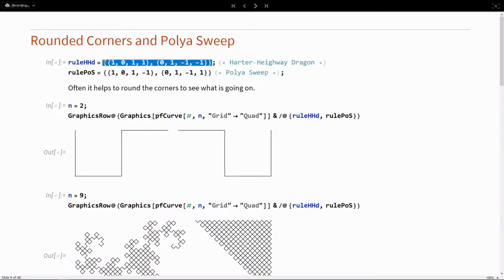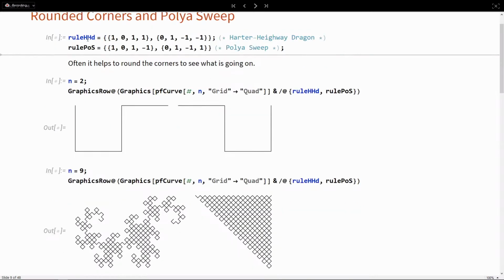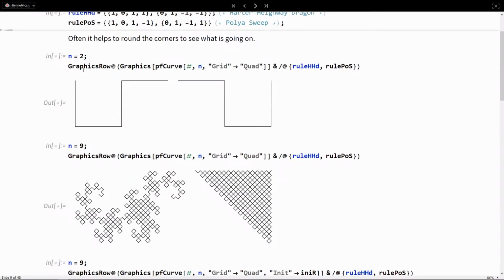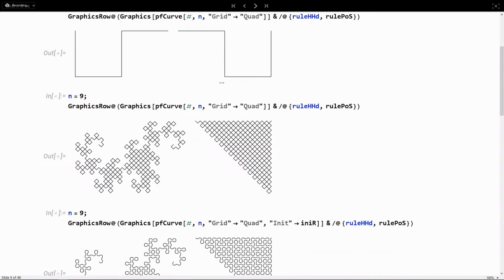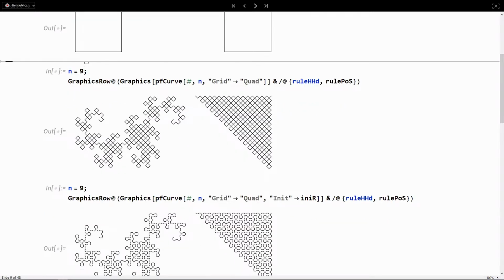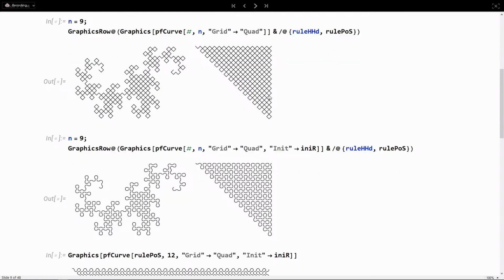With the Ventrella notation, here's a piece of code for generating the dragon curve, or the Harter-Heighway Dragon, named after the discoverers. With a slightly different code, you can get what's called the Polya sweep. So here's the first step of the dragon curve. Here's the first step of the Polya sweep. But the curves that they generate at, say, step 9 look quite different. Here's the dragon curve, and here's the Polya sweep. But it's hard to see what's going on with the Polya sweep. So what we can do is round the corners.